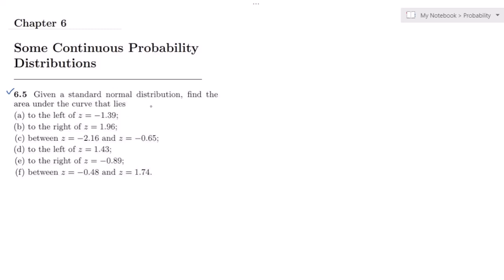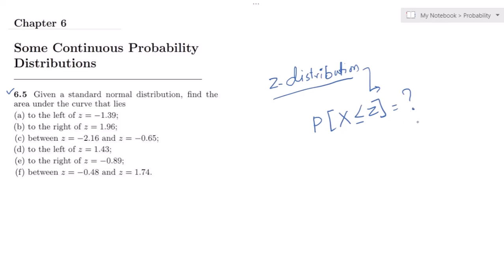In dealing with the normal distribution or standard normal distribution, we are going to first discuss the z distribution and the z distribution table. What it does is give us the probability that x is less than or equal to some z value, and that is tabulated in the form of the z distribution table.